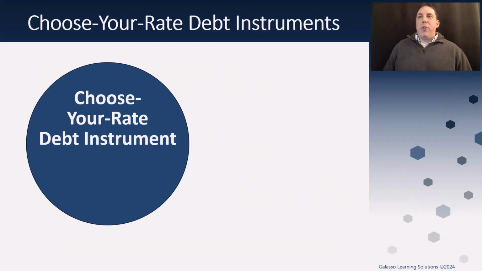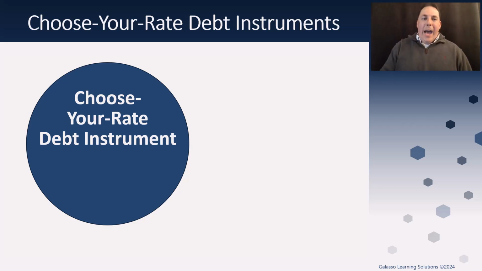Let's move on to our third item here. Choose your rate debt instruments. Now, these instruments are becoming more common, and no, unfortunately, I could not find one where you can choose a 0% interest rate. Wouldn't that be nice? Instead, these allow borrowers to pick from a list of indexes and rates that are not 0%.